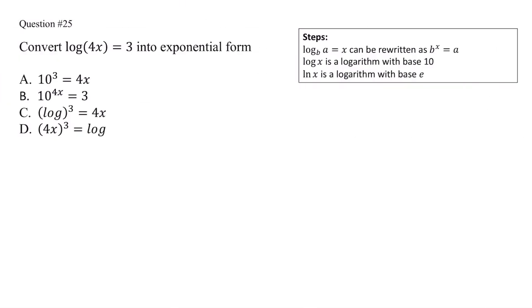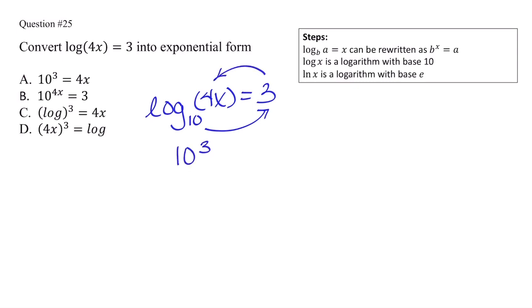So in this problem, it wants us to convert the log of 4x equals 3 into exponential form. Remember that the log is the log base 10. So it's the log base 10 of 4x equals 3. So if we convert it to exponential form, that is going to be 10 to the third equals 4x. So that is answer choice A.